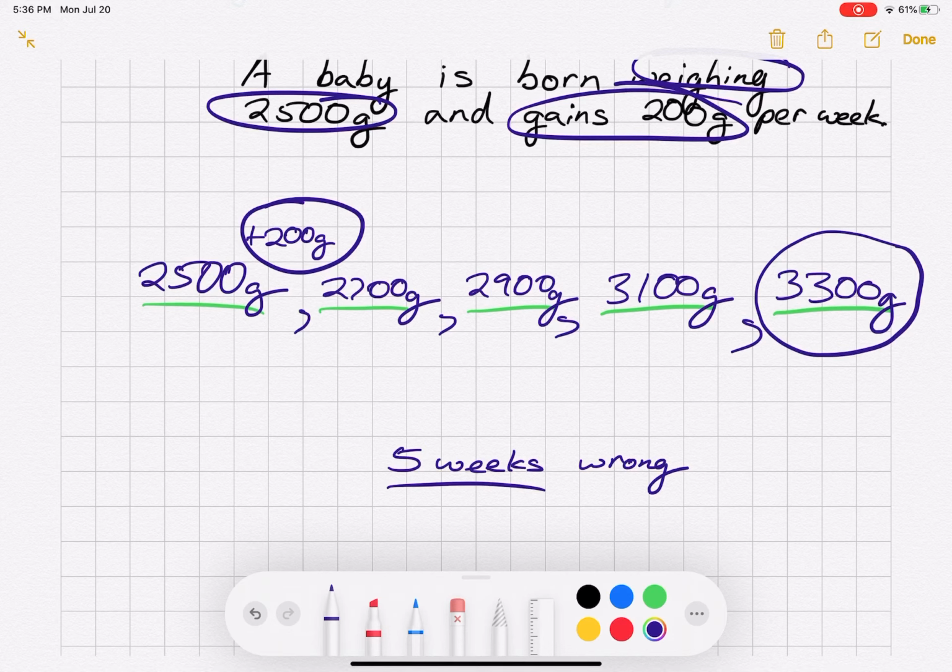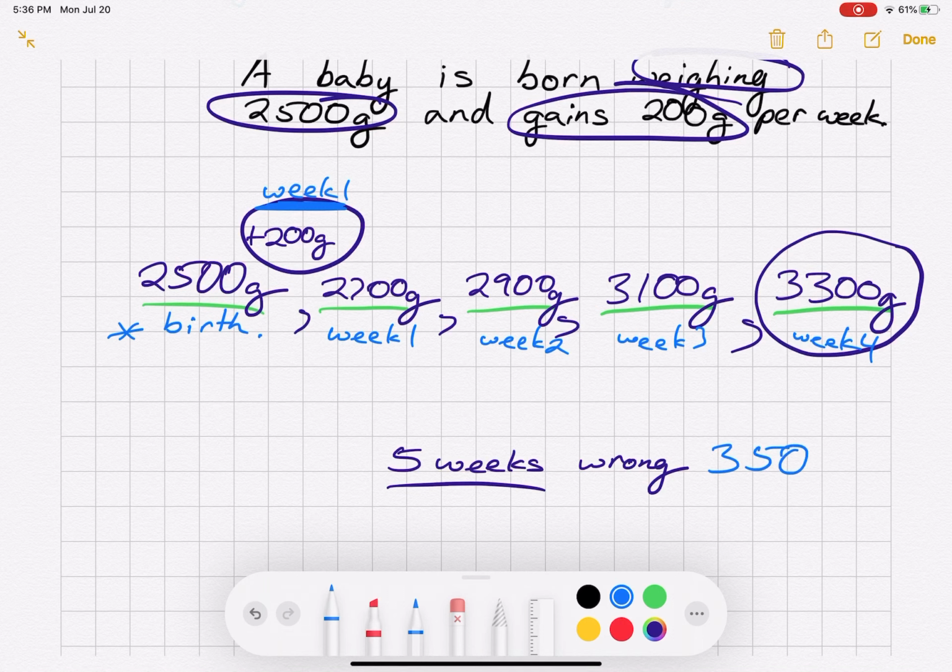Okay. So if I look here, what is this number? This is birth. This is when the baby is born, so there's no weeks involved. And this is how much is being added after 1 week. So this number here gives you week 1. This is week 2. This is week 3. And this is week 4. So what would week 5 actually be? Right, I'd add another 200, and week 5 would actually be 3,500 grams.